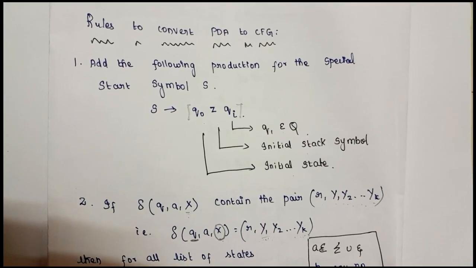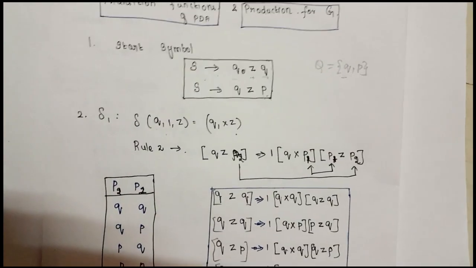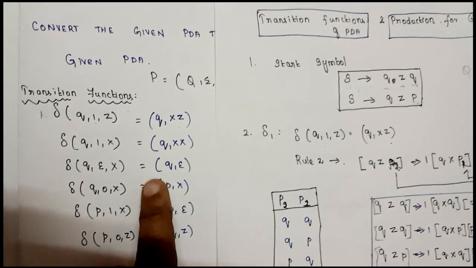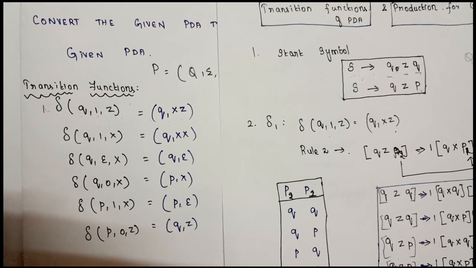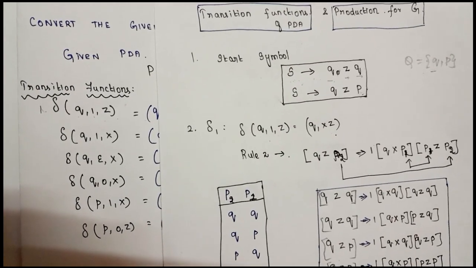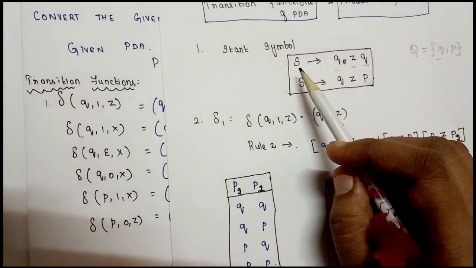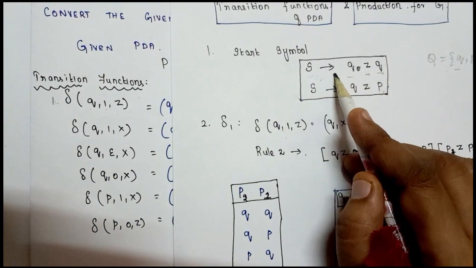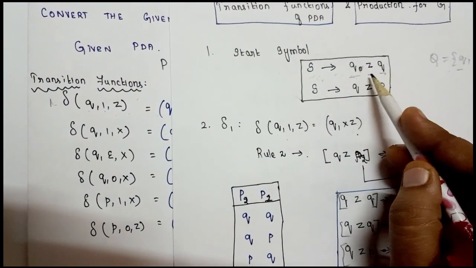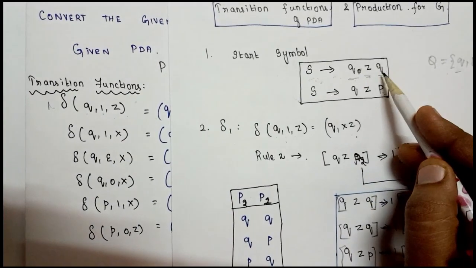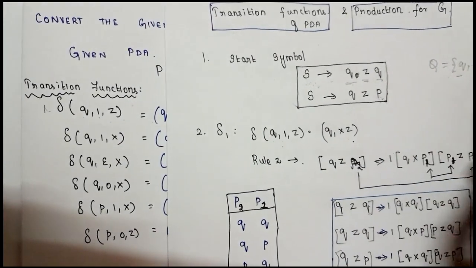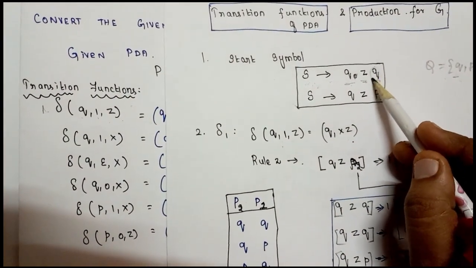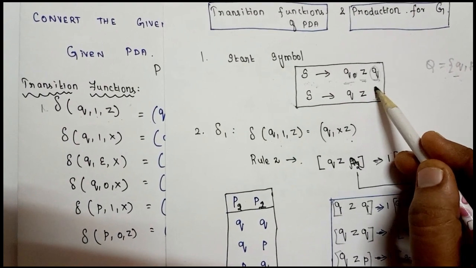With the help of these rules, we are going to see how to convert the transition functions of the PDA to productions for G. In the given example, we have six transition functions. For these six transition functions, we have to see the respective productions. In addition, we should see the productions for the starting symbol. For the start symbol, the production should be written as S produces the initial state of the PDA, the initial stack symbol of the PDA, followed by the combination of all states. As we have two states in this PDA, the first production is going to have Q and the second production is having P.